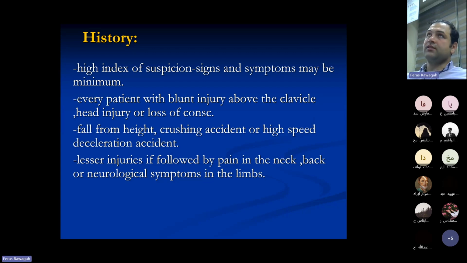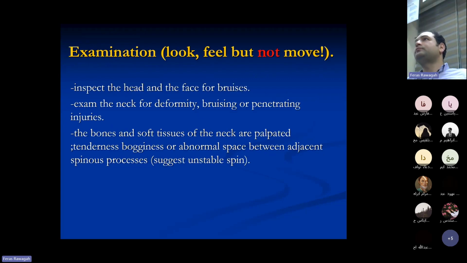Also, you should consider the patient as having spinal injury till proven otherwise. Lesser injuries, if followed by pain of the neck, back, and neurological symptoms. So history is to suspect the spinal cord injury or the spinal injury. And remember, look, feel, but do not move the spine.